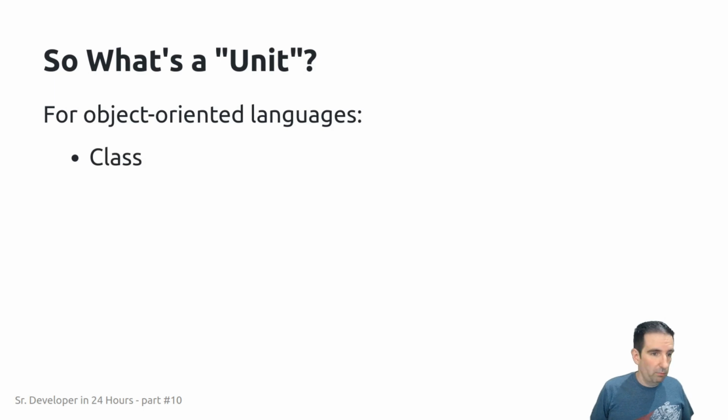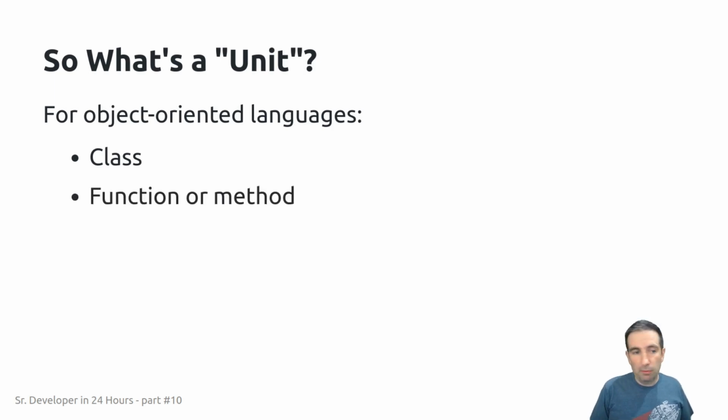Maybe it is a class. After all, it is an object-oriented language. A class should be able to stand on its own. But in some cases, it could be a function or a method, especially when we have things like utility classes and things like that that have maybe a hodgepodge of different functionality. Maybe the smallest unit that we can test in that case is going to be a function or a method independently of the whole class.